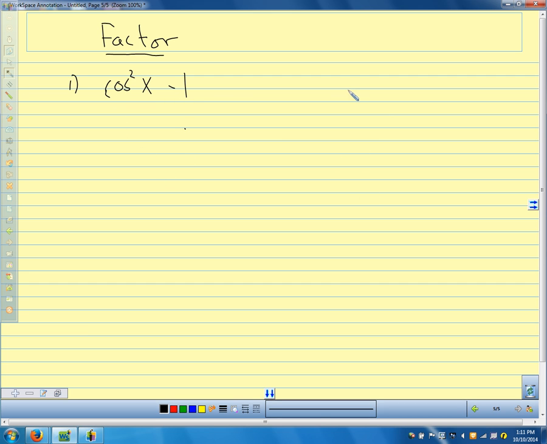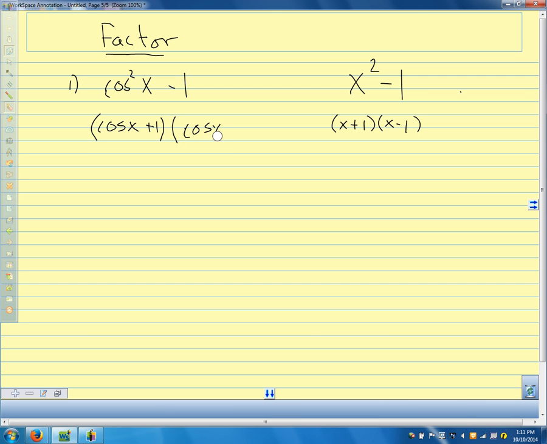Now, if we had something that said factor x squared minus 1, how would we factor x squared minus 1? We want to write, when we factor, we want to write this as parentheses. So how does x squared minus 1 factor? x minus 1, x plus 1. This is exactly the same thing, but instead of an x, we have a cosine. We have cosine squared instead of x squared. So this is cosine x plus 1 times cosine x minus 1.